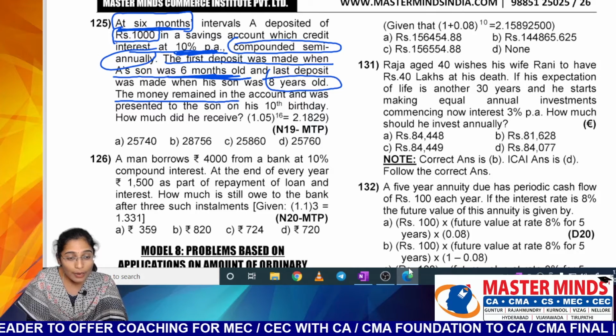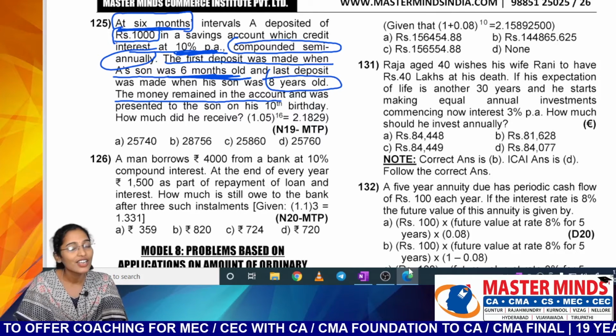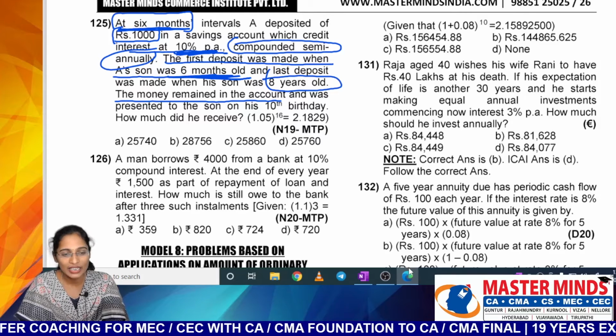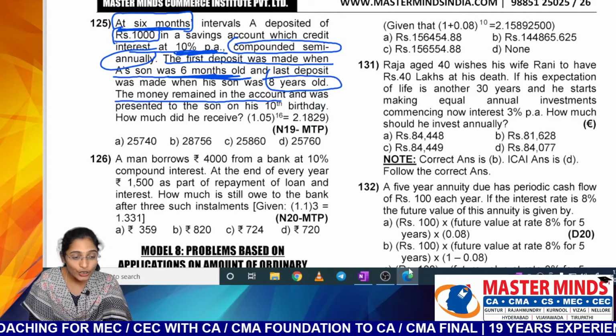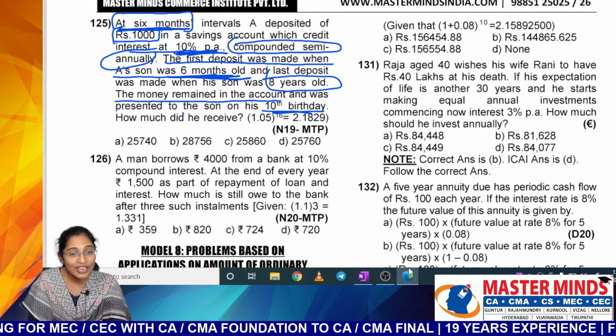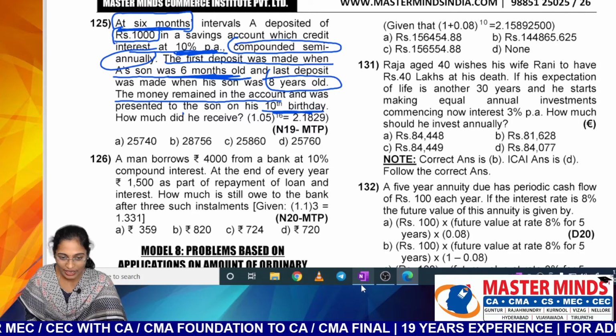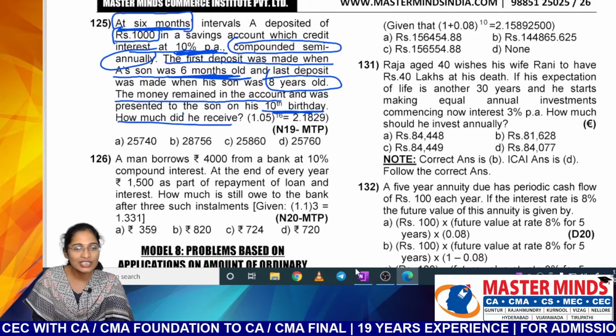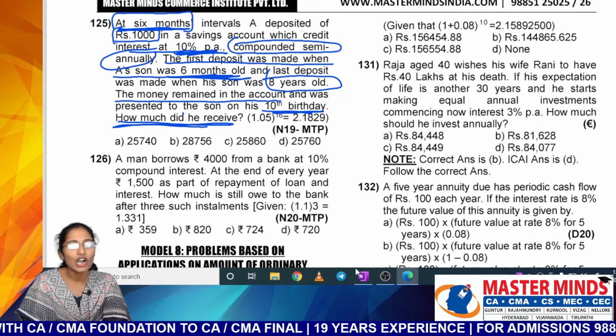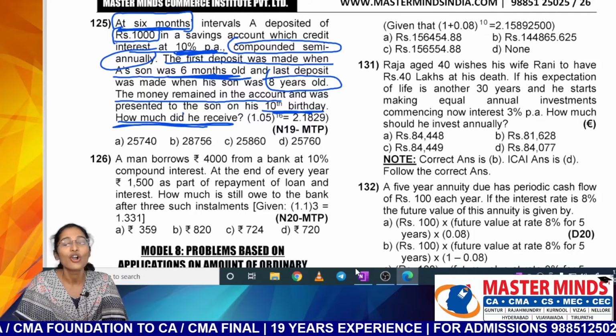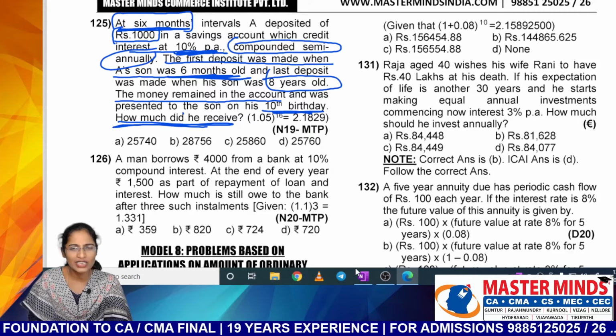The money remained in the account. It means he is not going to withdraw this money, and it was presented to his son. On which birthday, guys? 10th birthday. How much did he receive? Means he is talking about his son. How much does his son receive on his 10th birthday? That's what he is asking for.